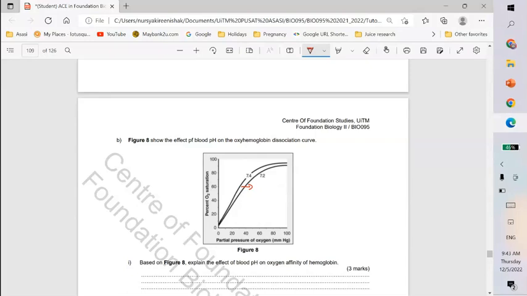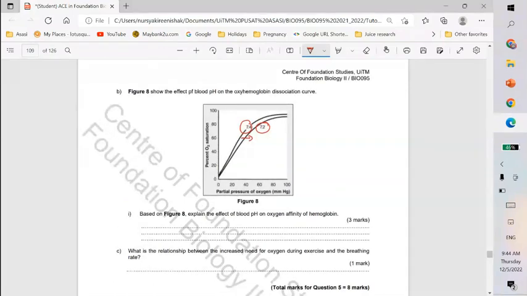Okay, the dissociation curve moves to the right, or it leads to the Bohr shift. So that is the answer for explaining the effects of blood pH on oxygen affinity. At 7.2, the blood is more acidic due to the production of more hydrogen ions, because more carbon dioxide is produced. This decreases the affinity of hemoglobin towards oxygen, so more oxygen will be released, and this causes the graph to shift to the right, leading to the Bohr shift. I hope you understand this graph.